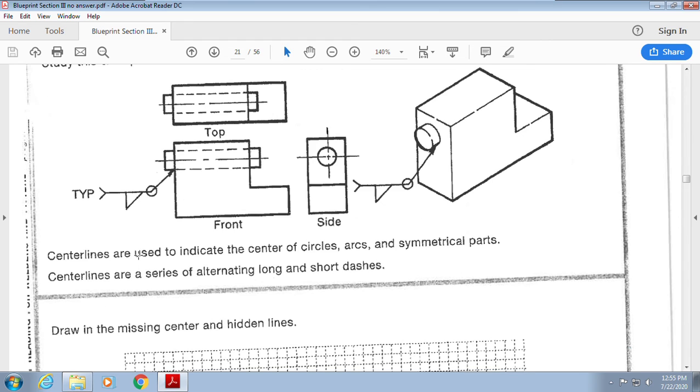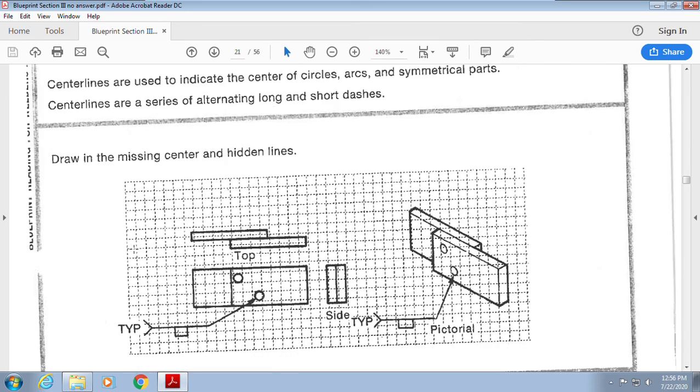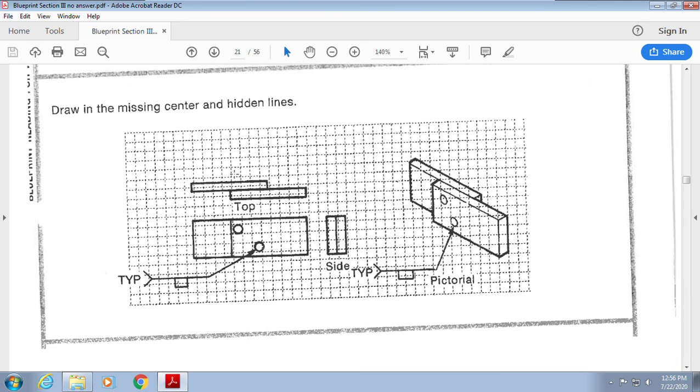Center lines can also be the center of our welds, like pitch. We can also do center of parts, circles, arcs, anything like that. Center lines are long, short, long. So put in the hidden and the center lines. Also remember that we want them relational. So I would put my center lines through here like this, as well as like this. That way people understand where it's going.